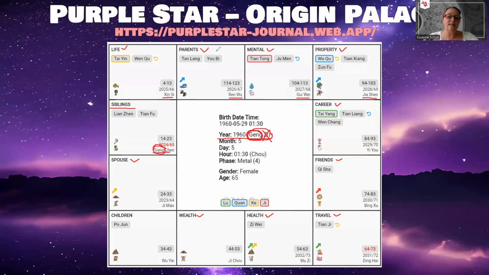So the parents' palace is more towards father. The siblings palace includes siblings and the mother. So there's the distinction here.